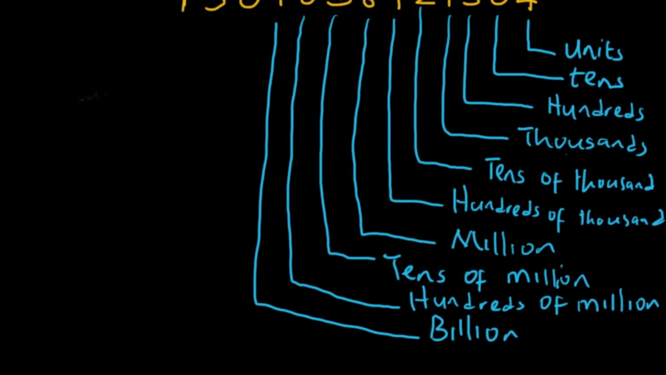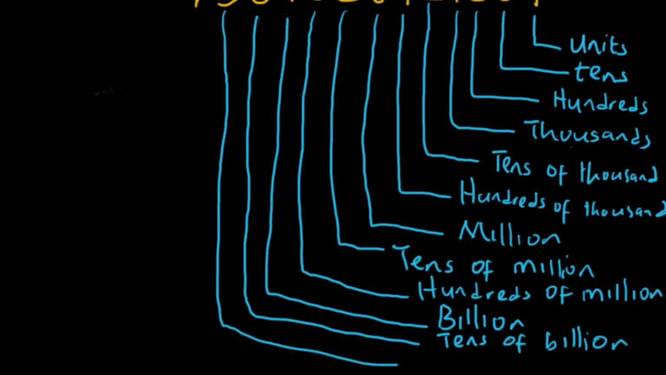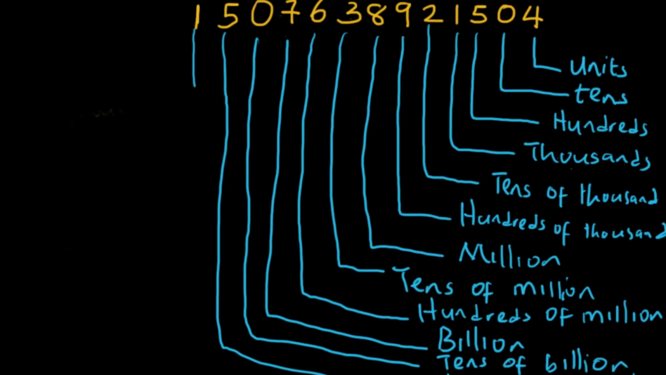Then followed by tens of billion. So we have tens of billion. After tens of billion, what would we have? Hundreds of billion. Then lastly, we will have trillion.